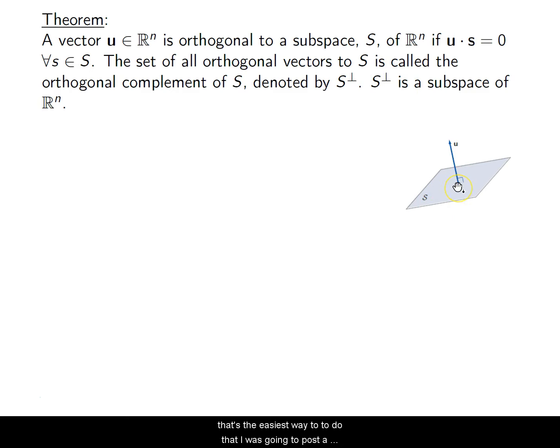I was going to post a picture of it, but I really couldn't find one in all the textbooks I was looking through. But the easiest way to think about the orthogonal complement is that you have a plane, and then you have a perpendicular plane to your given plane. Those two planes are perpendicular to each other. They're both subspaces of R3. That's the most basic case that we could talk about, okay? So let's prove this.